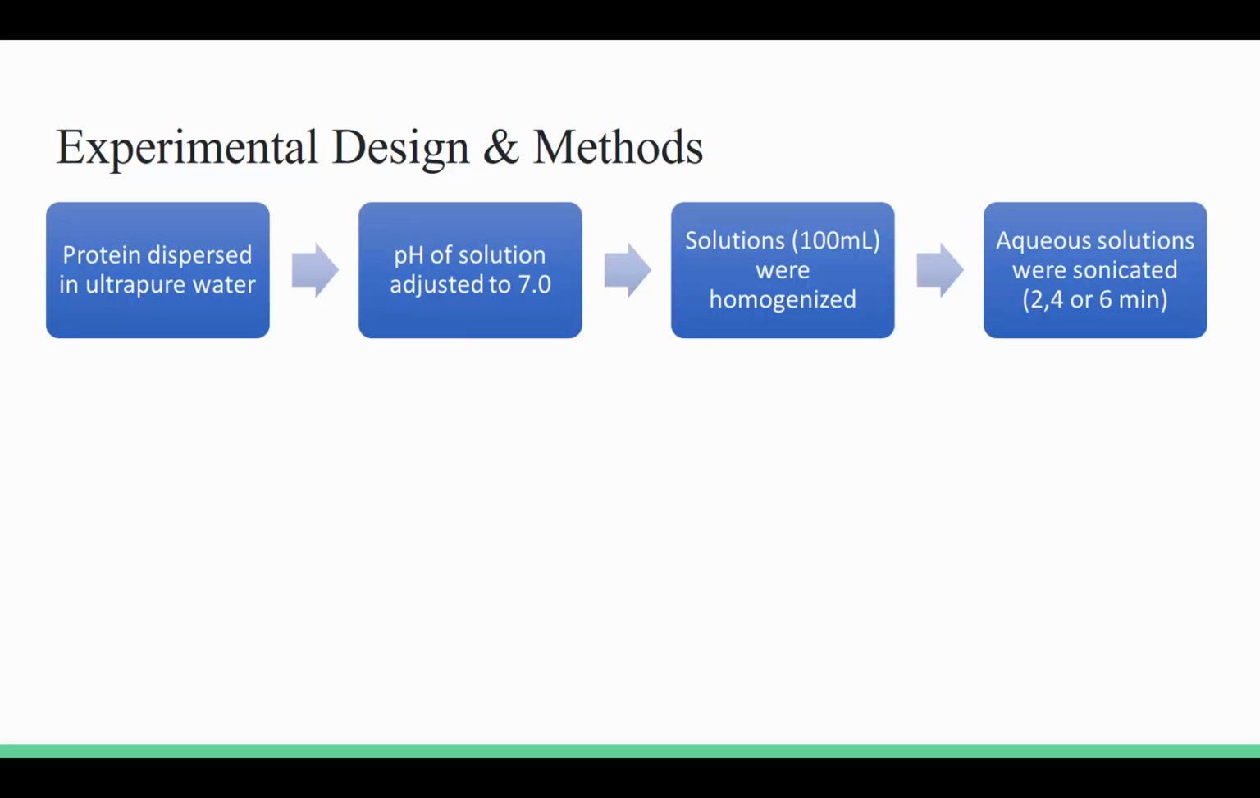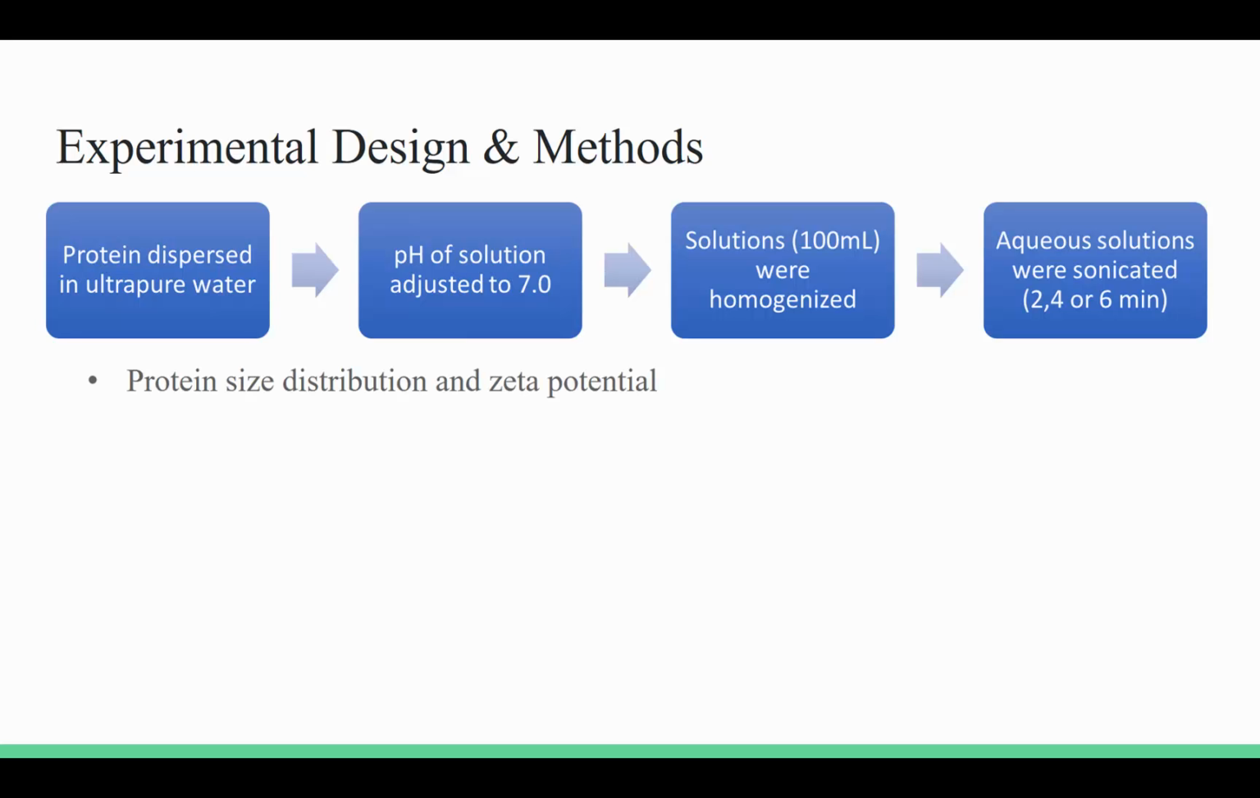Okay, so this method is to get the sonicated protein solution. First, they started with the protein dispersed in ultra-pure water, and then the pH was adjusted to 7.0 using 1 molar sodium hydroxide. Then the solution was homogenized with a rotor stator, and then it was sonicated for 2, 4, or 6 minutes.